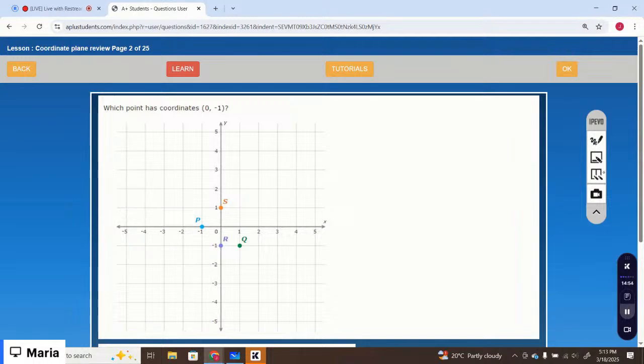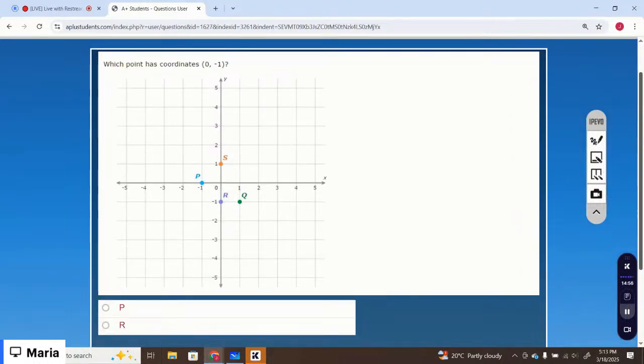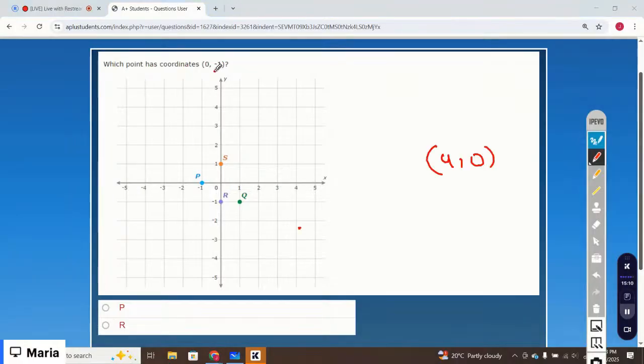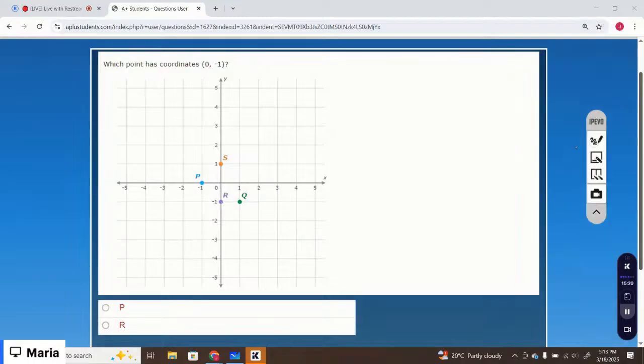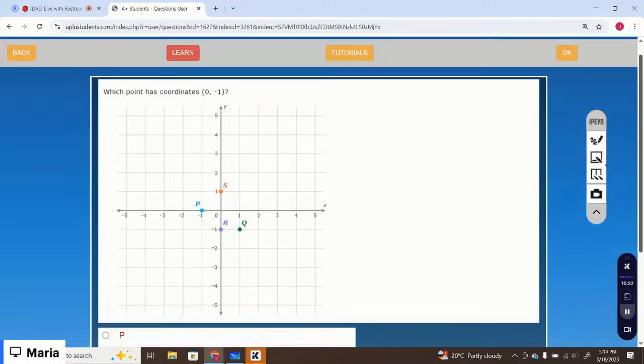Which point has coordinate 0 and -1? X is 0, y is -1, right? That means the point is on the y-axis. So the point that is on the y-axis is R. The correct option is R. R has the coordinates 0 and -1.